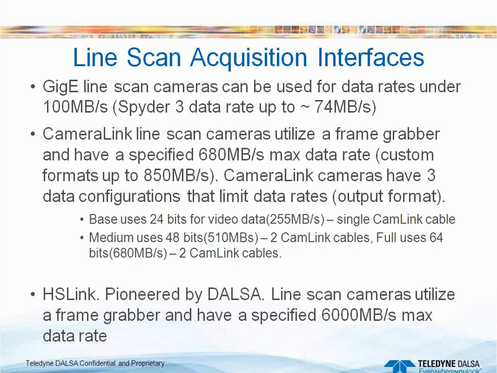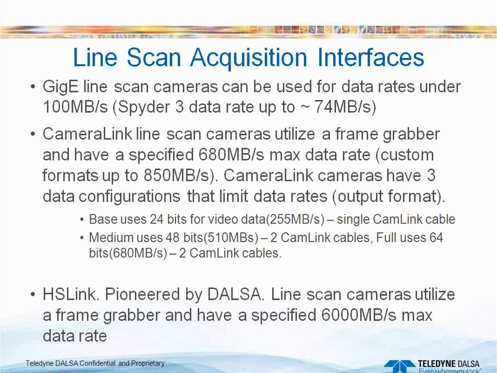And there are some special formats that can handle up to 150 megabytes per second. Camera Link has three data configurations or output formats. You have the base, the medium, and the full. Base uses a 24-bit data rate, so 255 megabits per second. Single, and that's a single camera cable.